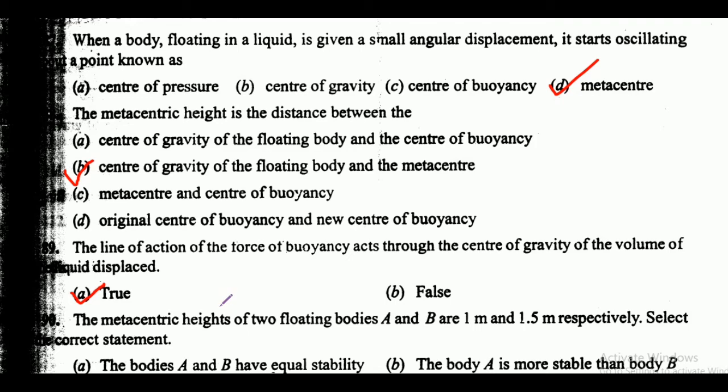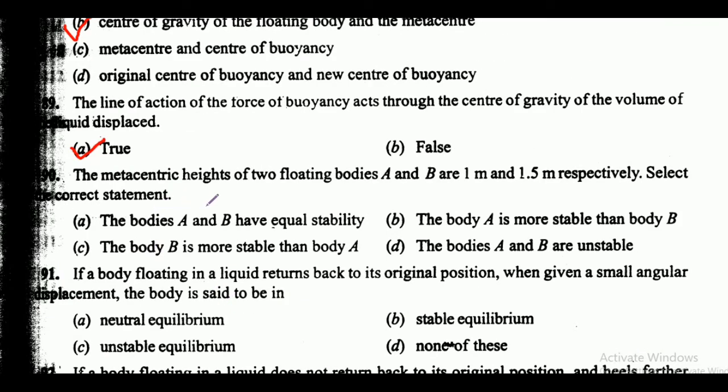Okay. Next is the metacentric heights of two floating bodies A and B are 1 meter and 1.5 meter respectively. Select the correct statement. Here friends, options are the bodies A and B have equal stability. The body A is more stable than body B. The body B is more stable than body A. Option D is the bodies A and B are unstable. So here friends, correct answer is option C, that is the body B is more stable than body A.